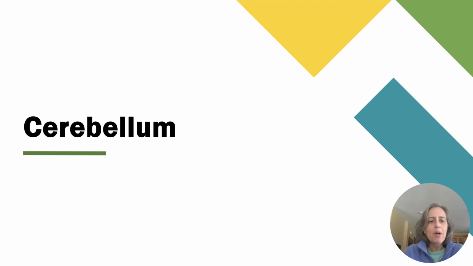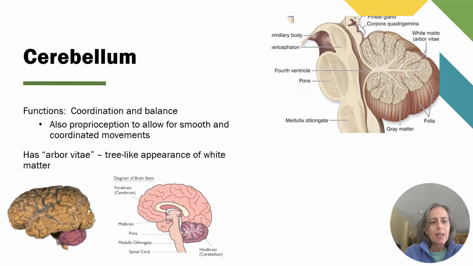So that's the brainstem. On to the cerebellum. So the cerebellum, located on kind of the back of the brain here, it's kind of its own little thing. Its functions are for coordination and balance. So it's amazing. It takes a lot of brain to keep us from falling over all the time.